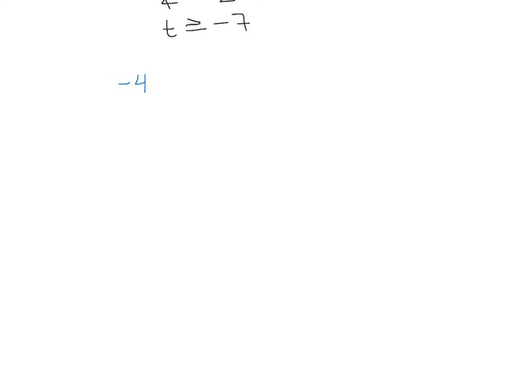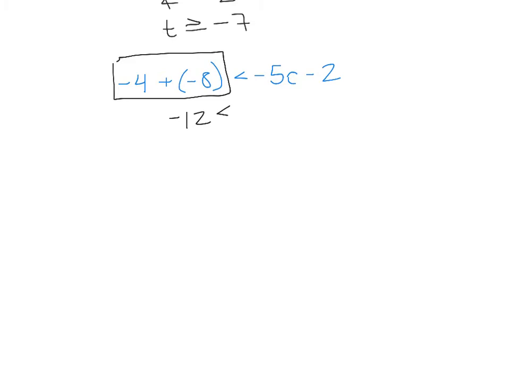Okay? Sometimes, just like with your equations, you're going to have to simplify or combine like terms or do the distributive property before you can really start getting your variable on its own. So this is the problem, negative 4 plus negative 8 is less than negative 5c minus 2. On the left-hand side, I should be able to notice that these two are like terms because they're just numbers. So negative 4 plus a negative 8 is negative 12, which is less than negative 5c minus 2.